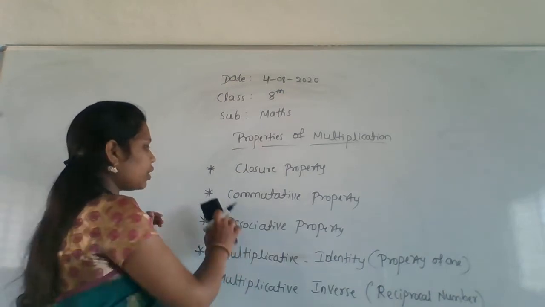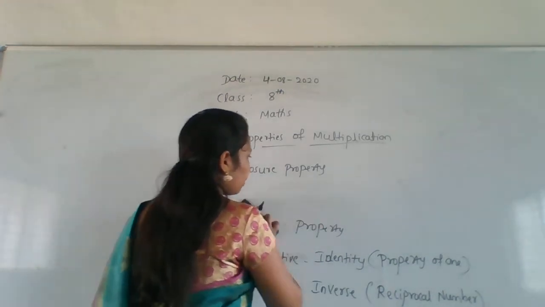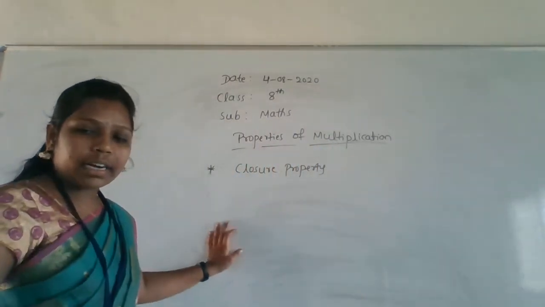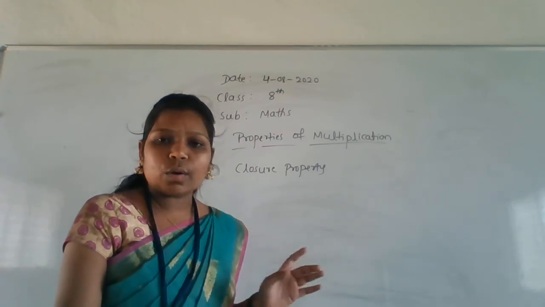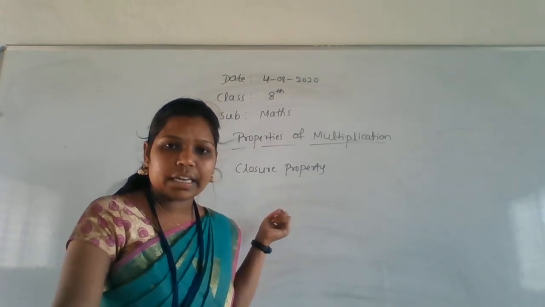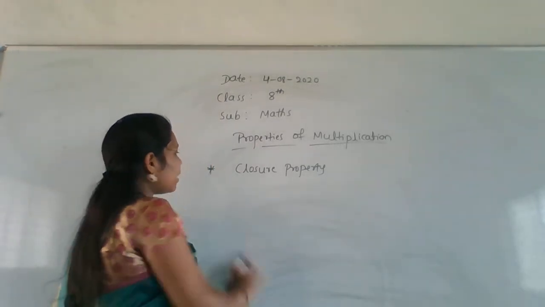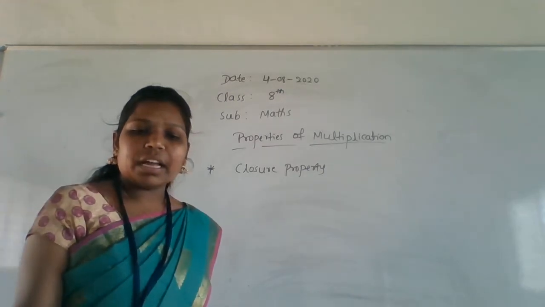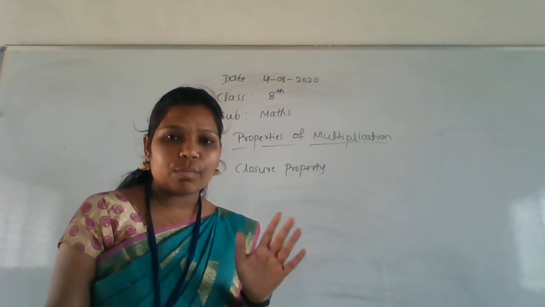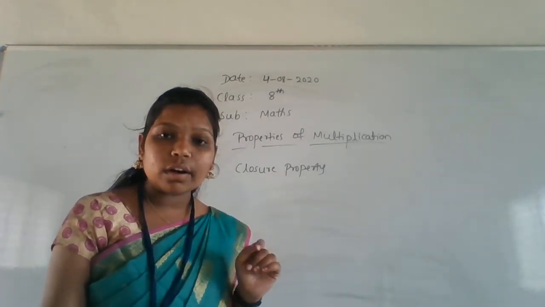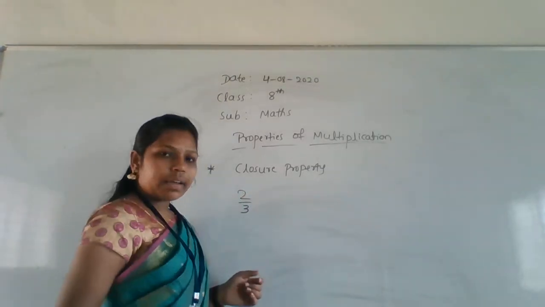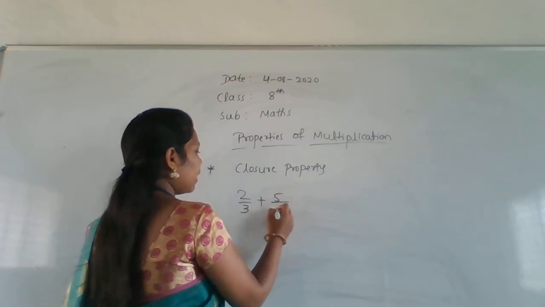Now we'll move to the closure property. First we'll see the closure property. What do you mean by closure property? You studied properties of addition already, right? In that also closure property is there. Here also again they gave a closure property. What is the meaning of closure property here? Closure property is nothing but take any two rational numbers. What is the meaning of rational number? It is the number which is in the form of p by q. That is called a rational number. I am taking here 2 by 3, and next I am taking 5 by 3.